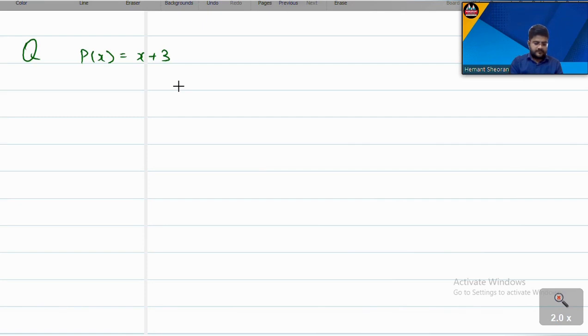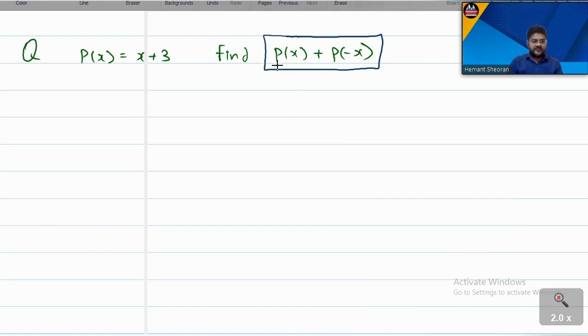So it'll be -3. Yeah, -3 is perfect. Good. But they are not asking us the 0, okay? They are asking p of x plus p of minus x. What answer will you get? If you do p of x plus p of minus x, what answer will you get?